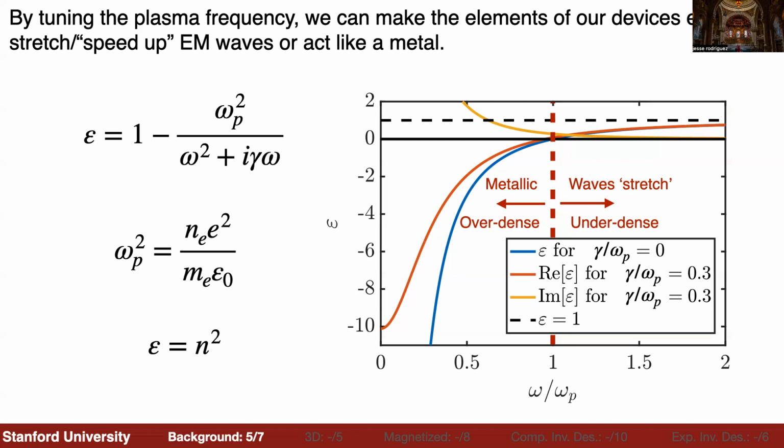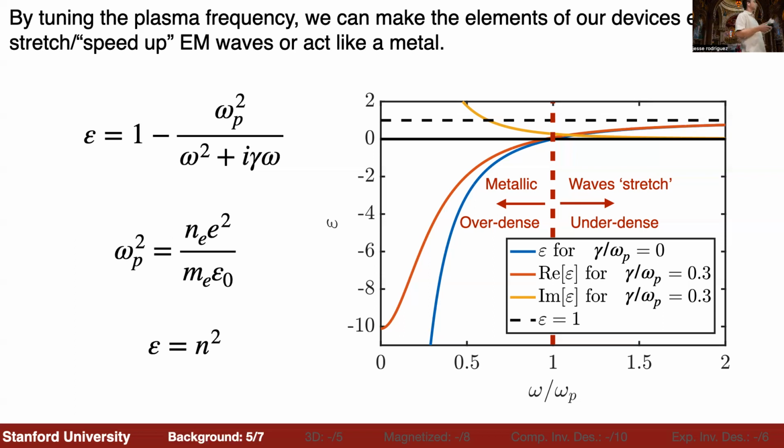And when you have an operating frequency that's higher than the plasma frequency, this is the underdense regime, your waves are stretched because your permittivity is between 0 and 1. Therefore, your index of refraction is also between 0 and 1. And the waves are stretched out and the phase velocity becomes superluminal. It's higher than the speed of light, not the group velocity, of course.